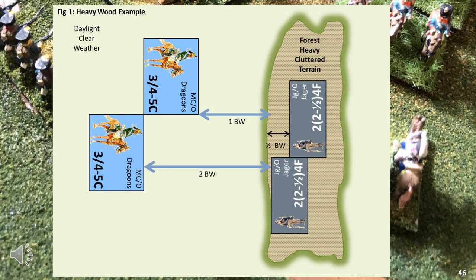In this example, it's daylight and clear weather, so elements can see any other element within 10 base widths, as long as the line of sight is not blocked. To observe the top Yaga, the line of sight traverses more than a quarter base width of heavy cluttered terrain, which means the line of sight is blocked. The Yaga element cannot see the enemy dragoons or vice versa. The bottom Yaga is within a quarter base width of the edge of the heavy woods, so it can be observed and it can observe out of the heavy woods.